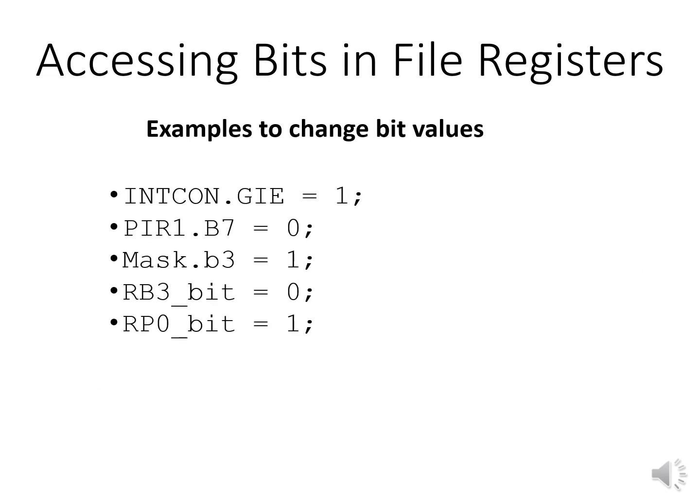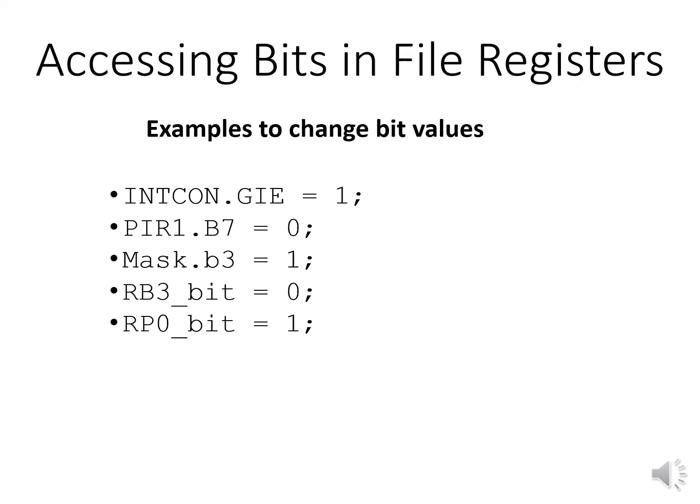Let's look at some examples where we are assigning some values to some individual bits in file registers. In the first example, we are setting the global interrupt enable bit. In the second example, we are clearing bit 7 in the file register PIR1. In the third example, we are setting bit 3 in the GPR identified by the variable mask.